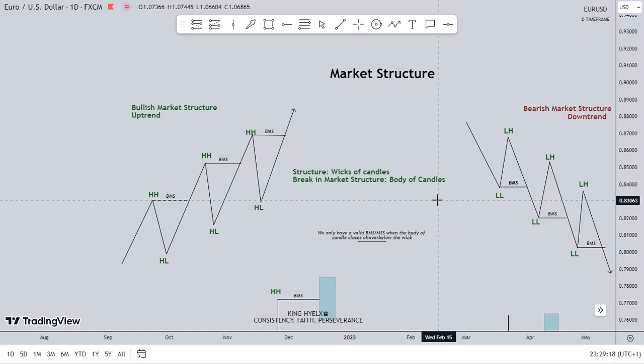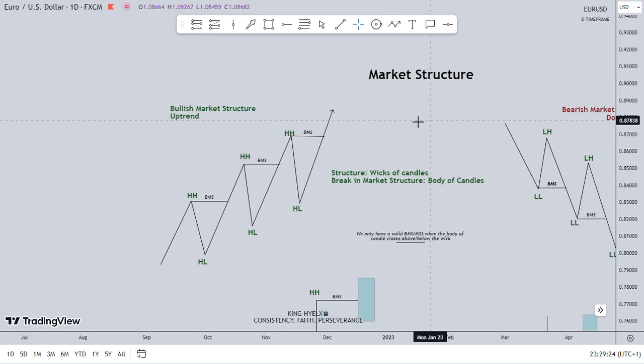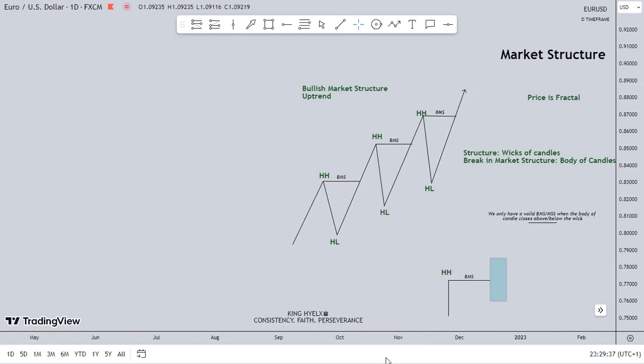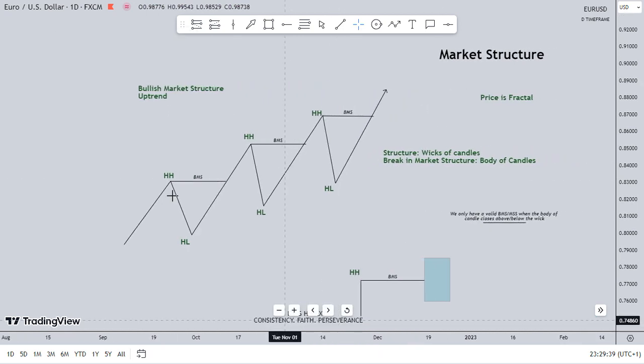Earlier on I talked about how the higher time frame will always determine the trend, right? So I want to show you something called the fractality of price. Price is fractal. When we say price is fractal, what do we mean? That's the reason why I said higher time frame will always determine. Now look at this. This was a retracement of a continuation in a bullish move.